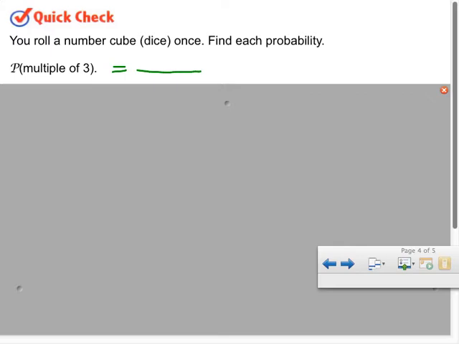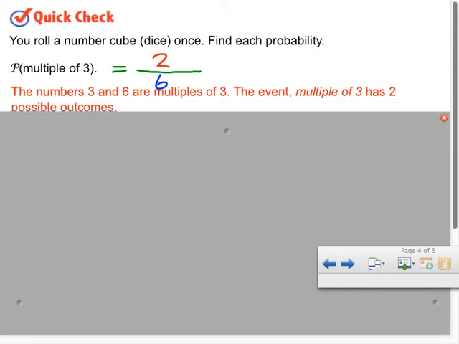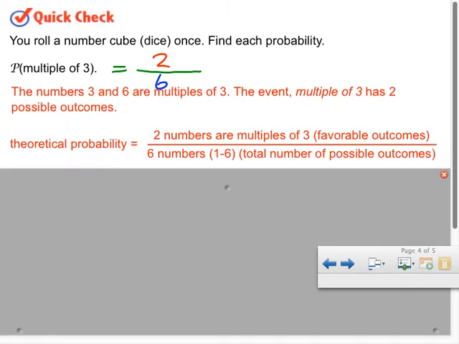So let's count by threes. Count by threes. Oh wait, no, 2. 2, very good. So the favorable outcomes are going to be the number 3 and the number 6. Those are multiples of 3, right? Now, what are the total possible outcomes? There's 6 of them, right? 1, 2, 3, 4, 5, 6. Okay, so here it is.